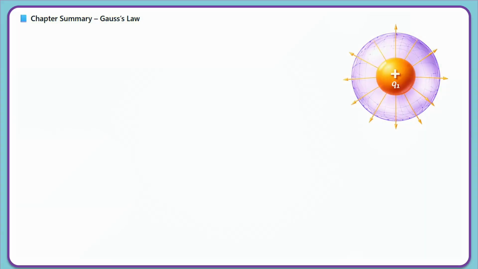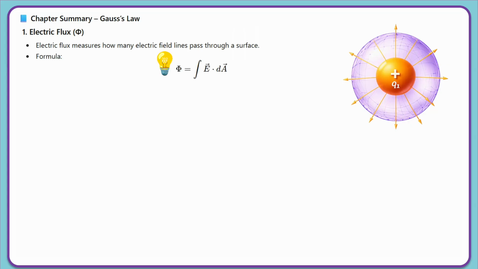Let's summarize the most important ideas from Gauss's law. First, electric flux. Electric flux represents the number of electric field lines passing through a surface. Its mathematical expression is phi equals the surface integral of E dot dA.